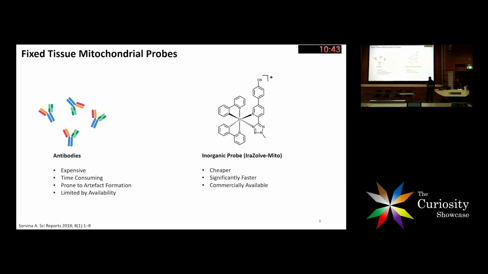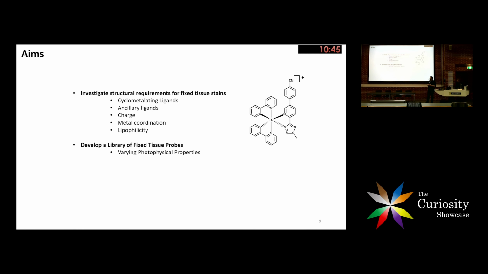But given that it was discovered by chance, we don't actually know what structural elements are leading to that selectivity. So that brings me to my project, where my aim is to investigate the structural requirements for fixed tissue stains, and in doing so, develop a library of fixed tissue probes with varying photophysical properties. So there are a number of structural elements that I would like to investigate. So there's the cyclometalating ligands, these ones. Sorry, this is really difficult to use. There's the ancillary ligands, this one. There's the metal center, the charge of the complex, as well as the lipophilicity.